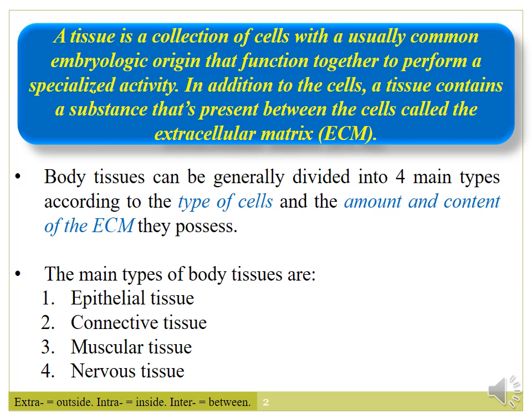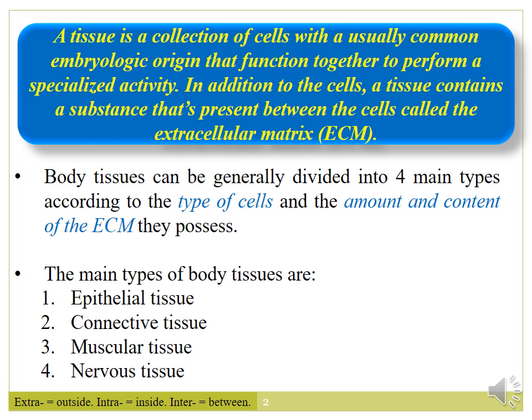But first, what is a tissue? A tissue is a collection of cells. These cells have a common embryologic origin, usually, and these cells function together to perform a specialized activity. So this is the definition of a tissue. We have a collection of cells. These cells, usually, are derived from the same embryological source.